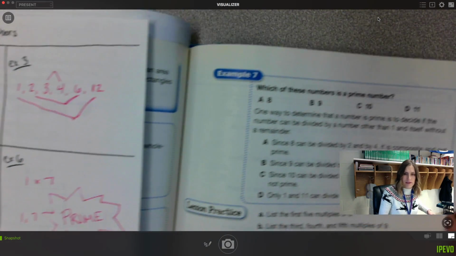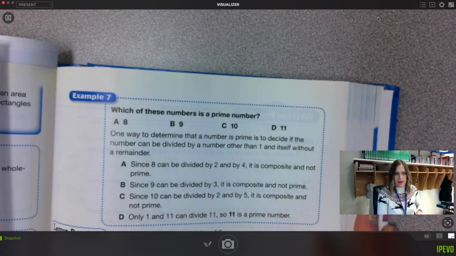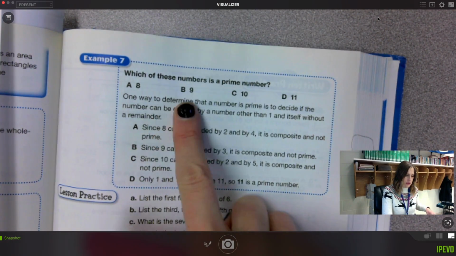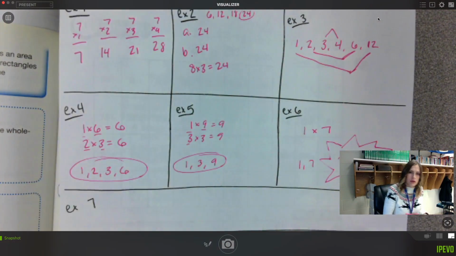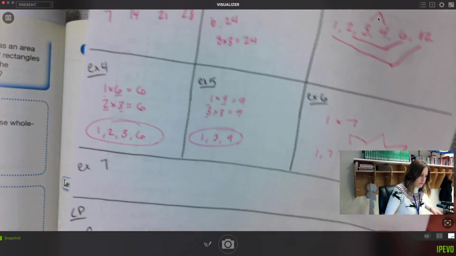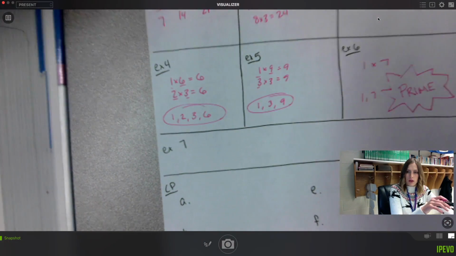Let's look at example 7. Which of these numbers is prime? 8, 9, 10, or 11? Let's just write those. Get my book out of the way.